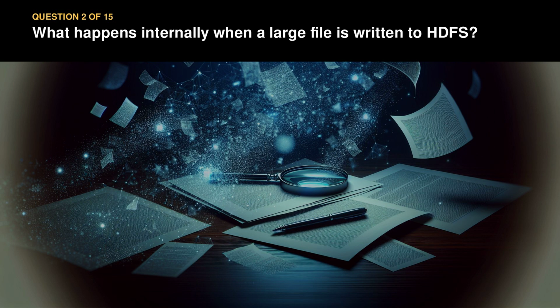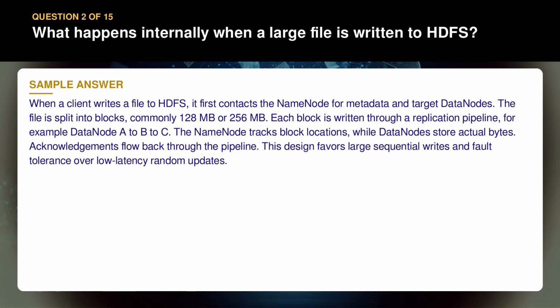Question 2. What happens internally when a large file is written to HDFS? When a client writes a file to HDFS, it first contacts the NameNode for metadata and target data nodes. The file is split into blocks, commonly 128 megabytes or 256 megabytes. Each block is written through a replication pipeline, for example, data node A to B to C. The NameNode tracks block locations, while data nodes store actual bytes.